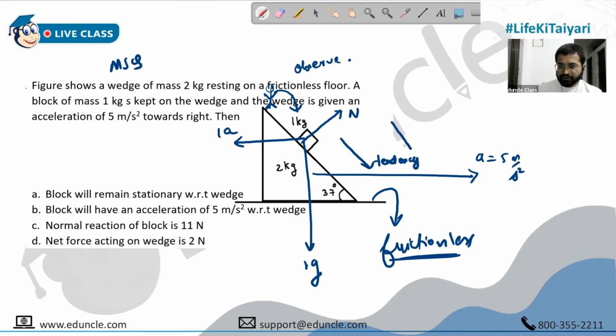So I'm going to choose this as the x-axis and this will be my y-axis. All my forces must be along x and y. So 1g is neither along x nor along y. 1a is also neither along x nor along y, but the normal reaction is already along y. So we have to resolve 1g and we have to resolve 1a. We have done a very similar problem in the class, just not with the values. We have also calculated normal reaction, net force, everything.